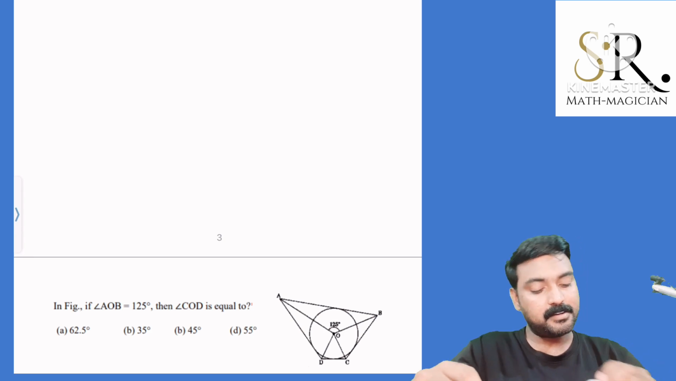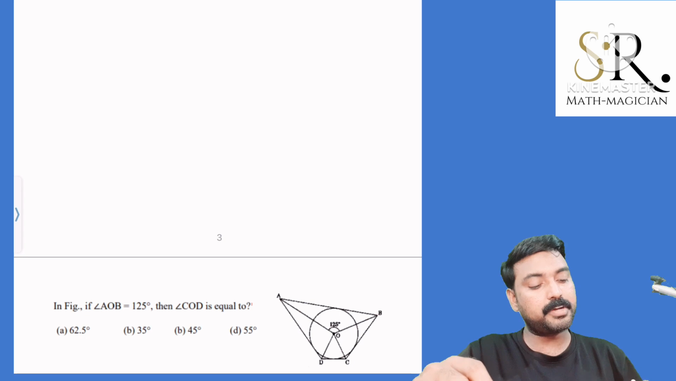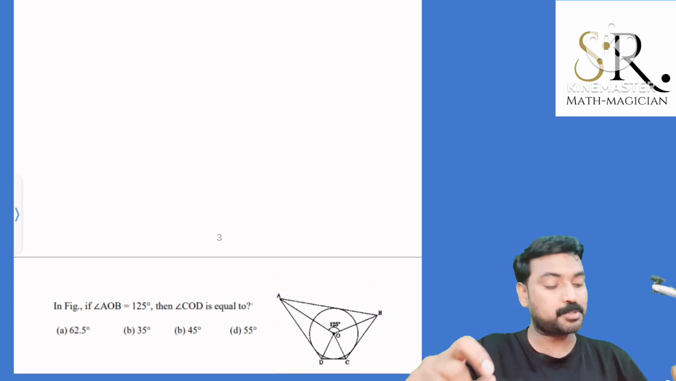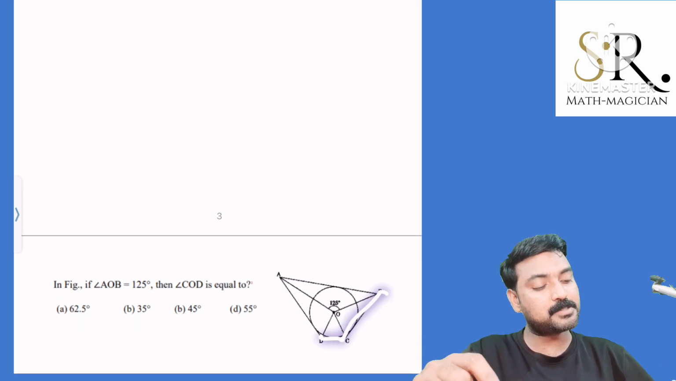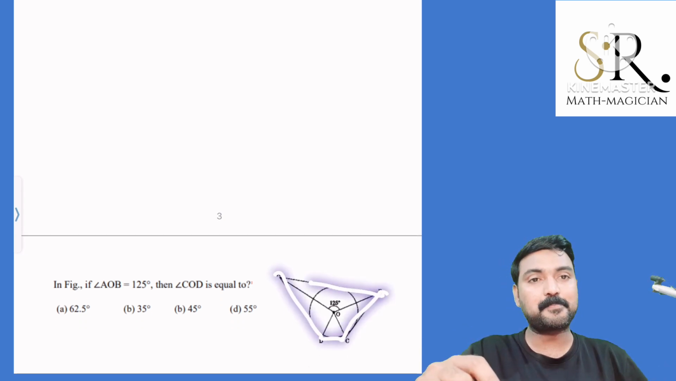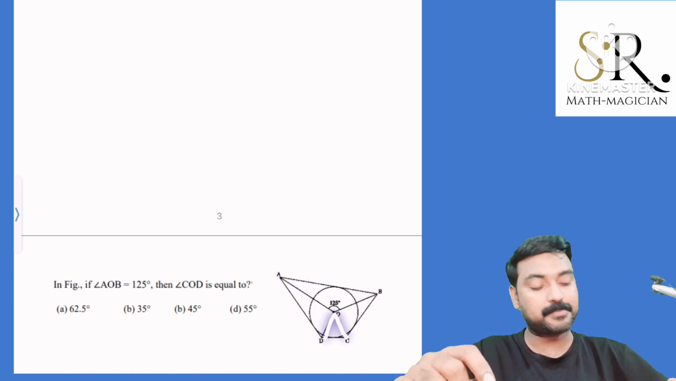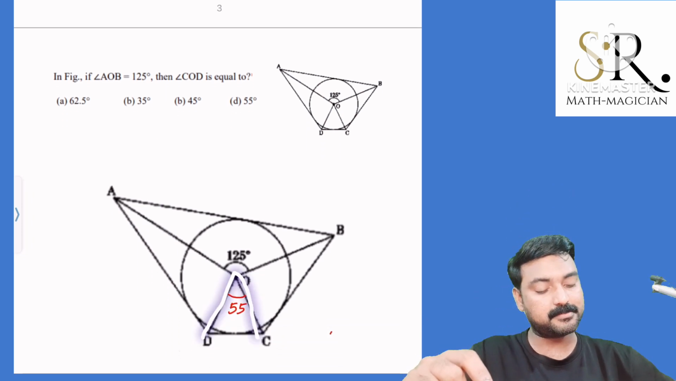In this figure, angle AOB is 125 degree. We need to find angle COD. Just see this figure and try to understand the speciality of this question. In this figure, all the four sides are tangents to the circle. And the question, this COD, I will take this figure separately and observe. Angle COD, this we need to find. How did I get this 55 degree?